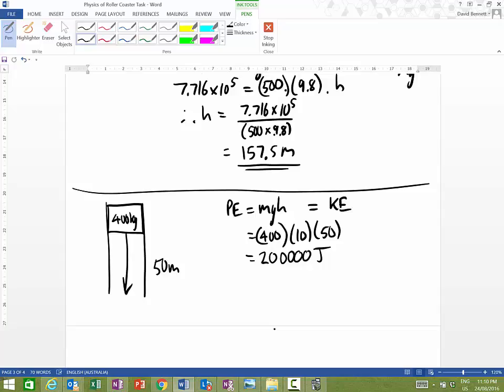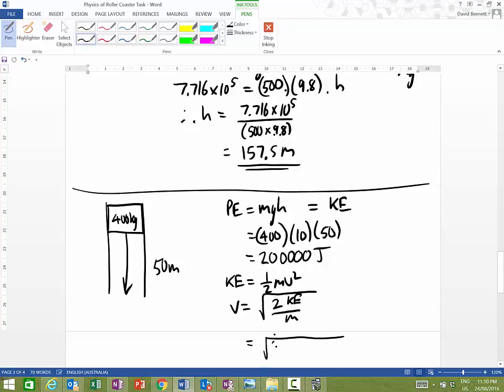Then what I can say is my kinetic energy is equal to a half mv squared. So therefore velocity is equal to, now the 2 goes from the bottom up to the top, and the m goes down the bottom, and then we take the square root of all that. So it's 2 times kinetic energy over the mass. In this case that works out to be 2 lots of 200,000, or you could write that as 2 by 10 to the 5 joules. Scientific notation is probably a good way to do that. And then that's all over the mass, 400.